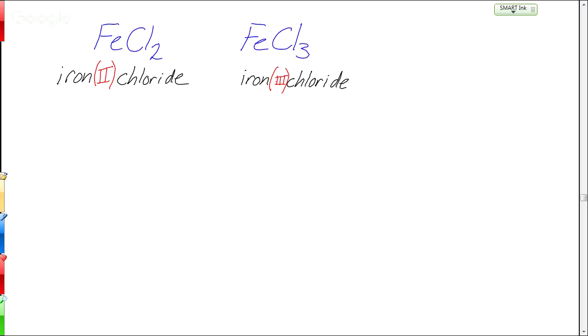The biggest mistake I see with these, well, two big mistakes. One is forgetting that that Roman numeral applies to the charge of the metal, not the number of anions, but the charge of the metal. So I'll show you an example.